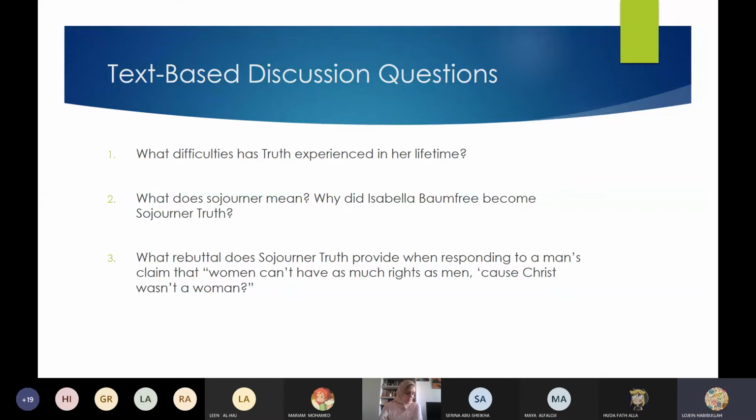Being a slave. She was born as a slave. And what else? She was losing all her children. Yes, she lost all her children. Her master did not free her. Yes, he failed to honor the promise of freeing her.